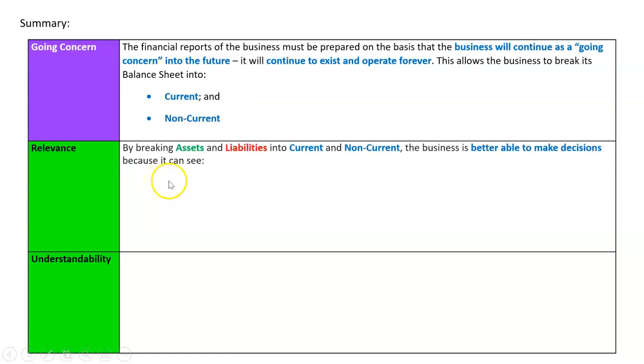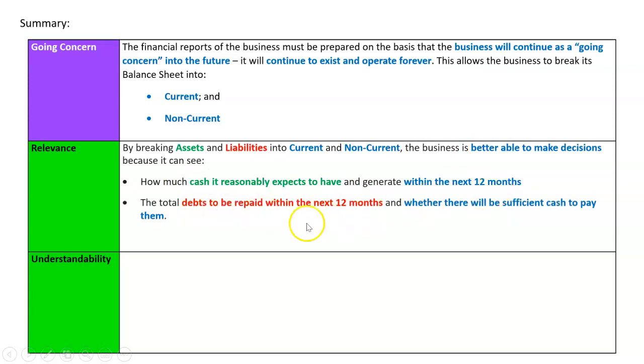Relevance said we need good decisions. So breaking assets and liabilities into current and non-current means we can make better decisions. We can see how much cash we reasonably expect to have in the next 12 months, the total debts to be repaid within 12 months, and whether there will be sufficient cash to pay them. So that's really important. Now that actually has a name. It's called liquidity. You don't need to know that yet. That's much later, but that is what that's called. Can you pay your debts within the next 12 months, based on what cash you think you'll have in the next 12 months? Well, we can answer that or make that decision with a classified balance sheet.